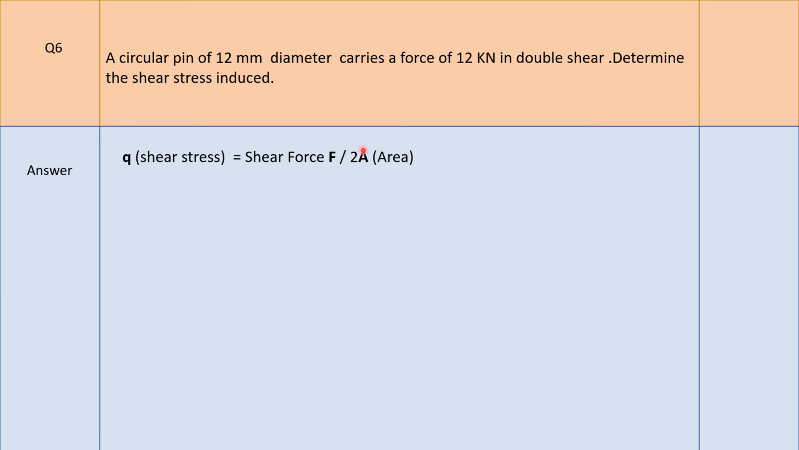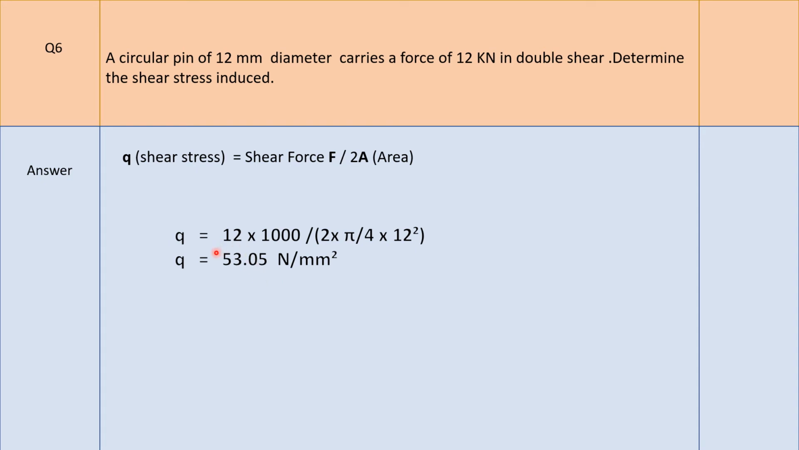If by chance you take single A, then the answer will go wrong, because in double shear there are two failure planes, and that is why we have to double the area. So Q is equal to, now shear force given is 12 kilonewton, so 12 into 1000, that will make the force in Newton divided by bracket open 2 into, now area 12 mm pin, so the diameter is 12 mm, so pi by 4 into 12 square, bracket close, and put the bracket in the denominator so that your answer doesn't go wrong.